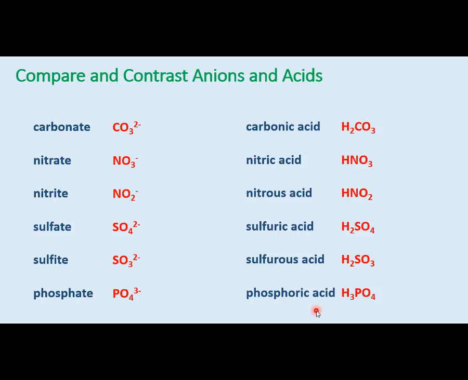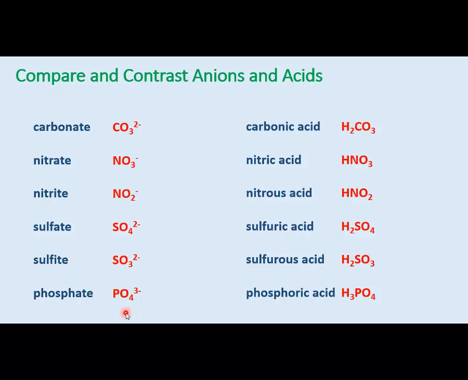If I had phosphorus acid, what would be different in the formula? If I had phosphorus acid, I would have 1 less oxygen. So phosphorus acid would be H3PO3. If I ended up looking at the anion there, that would be the phosphite anion. It would be PO3 3- if I were considering that.